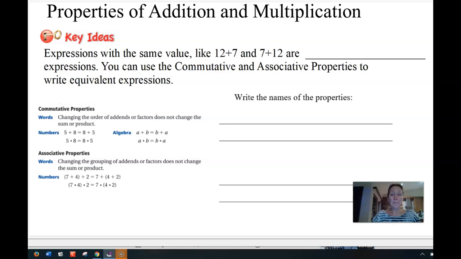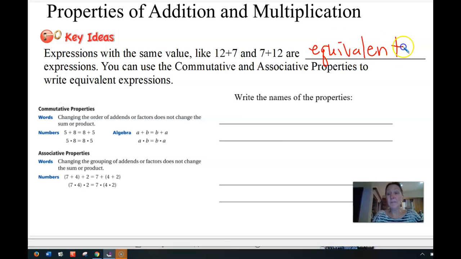Okay, before we go to the very last property, I just want to go ahead and do some notes on this. So expressions with the same value, like 12 plus 7 and 7 plus 12, are equivalent expressions.